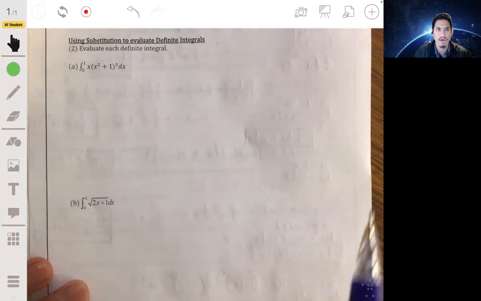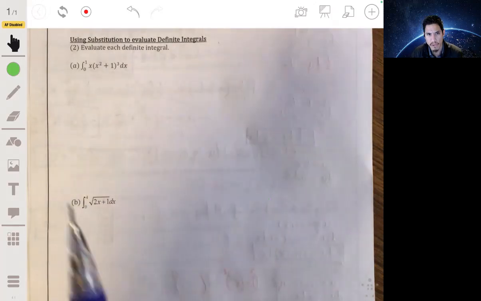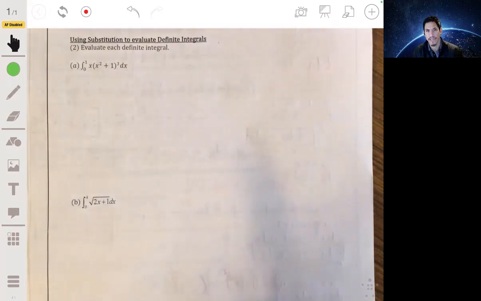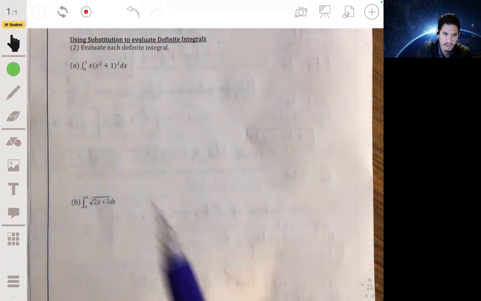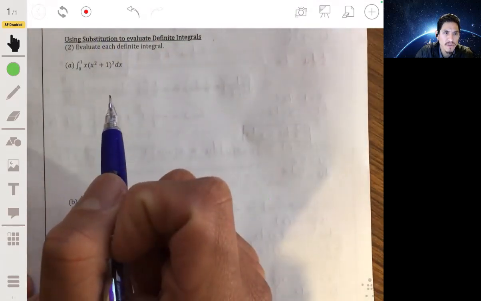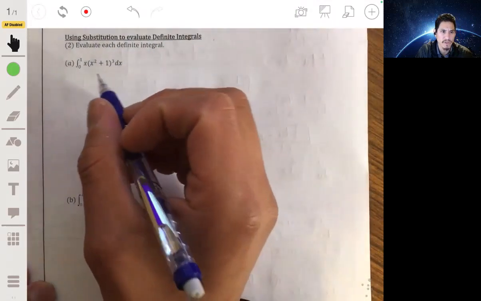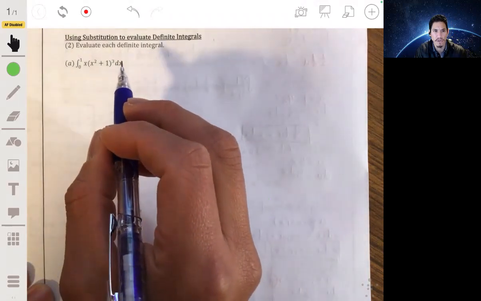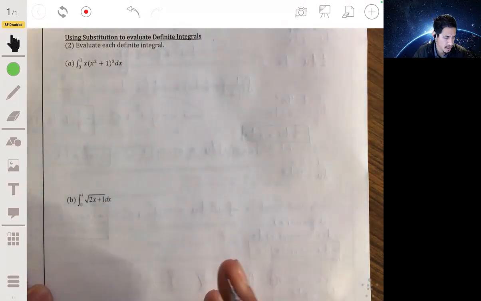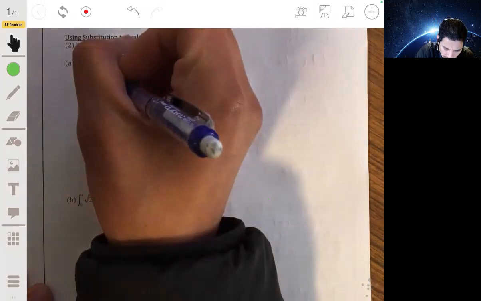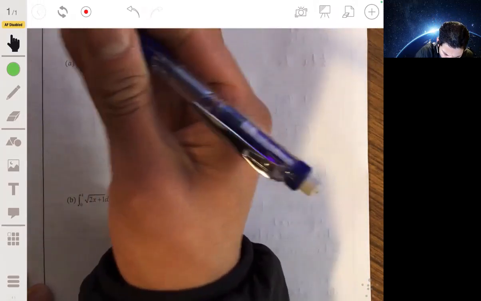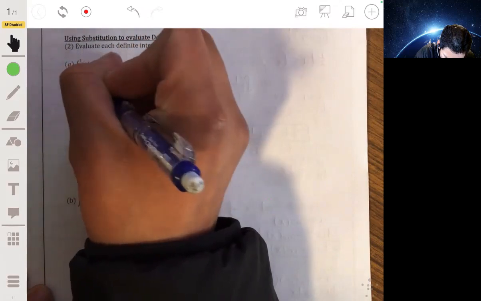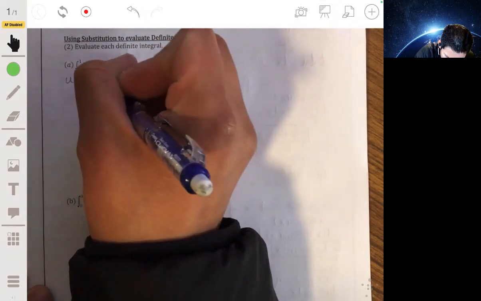Okay, so now I'm going to go over some examples of how we can use substitution to evaluate definite integrals. So let's go over this first one here where we have the integral from 0 to 1 of x times (x squared plus 1) to the third power dx. And so what we're going to do is make u the x squared plus 1. u will be x squared plus 1.